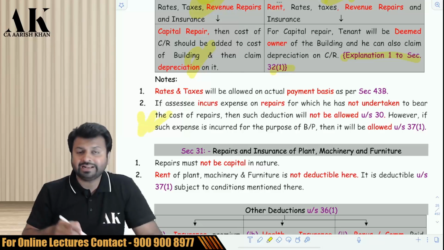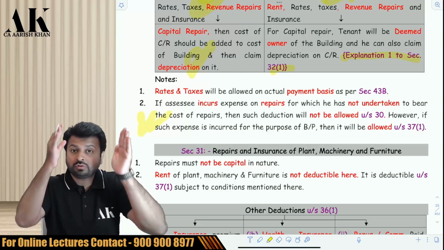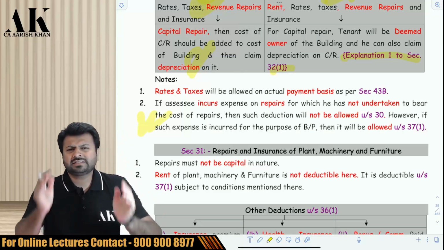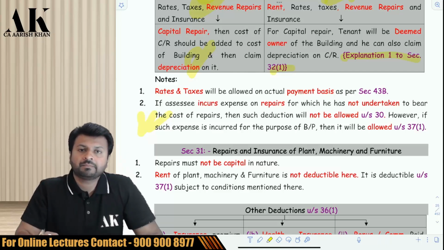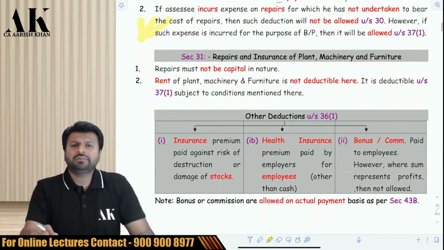Now, this is a very important adjustment which is there in a proper total income question in your study material. There is a big question in your study material whereby this adjustment is there. So this is what section 30 is all about. Let us talk about section 31. Section 31 talks about what?